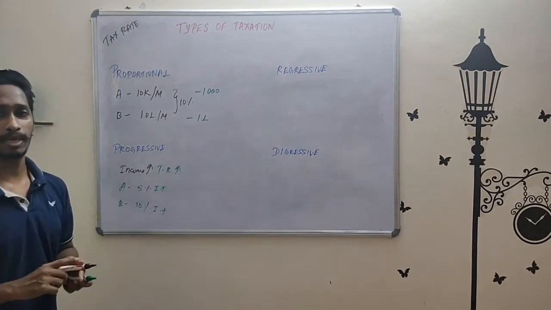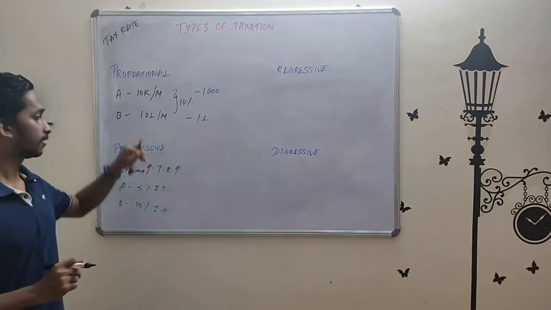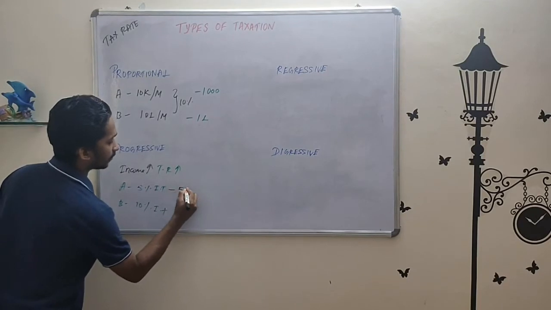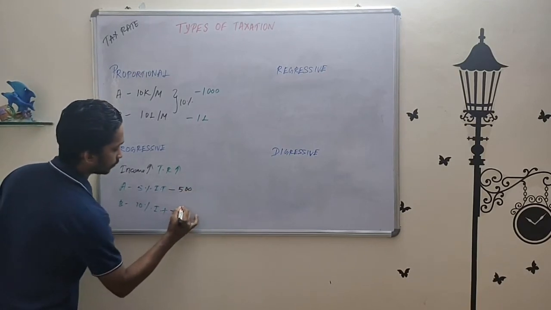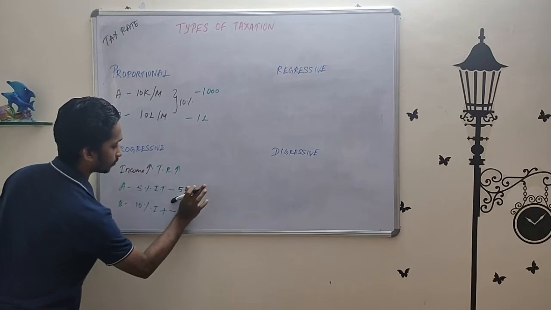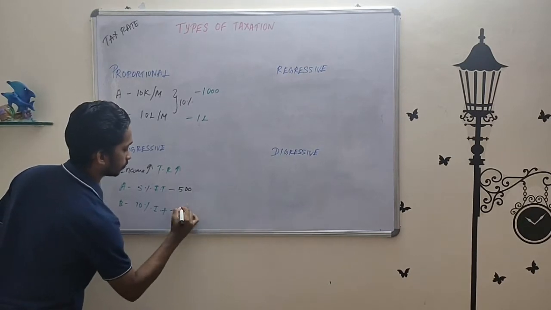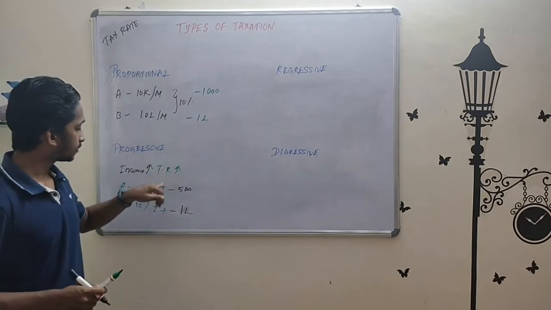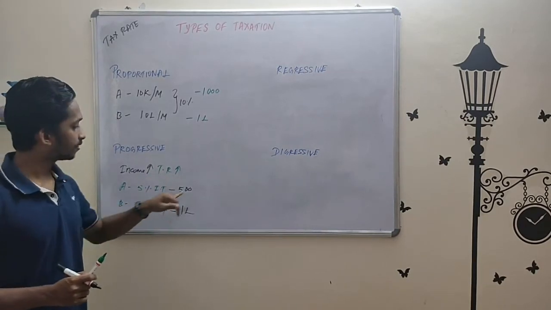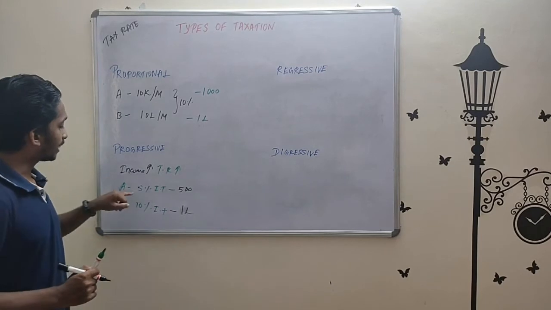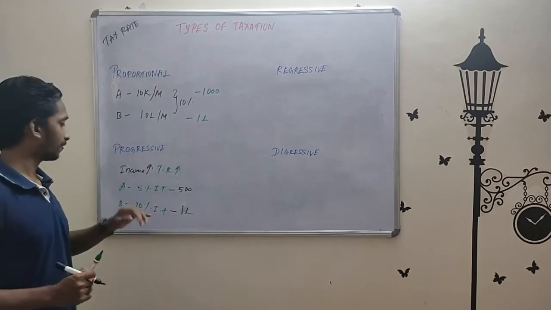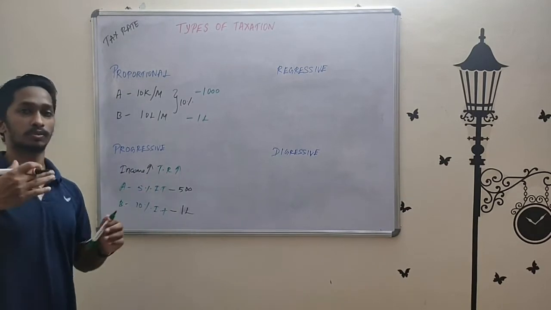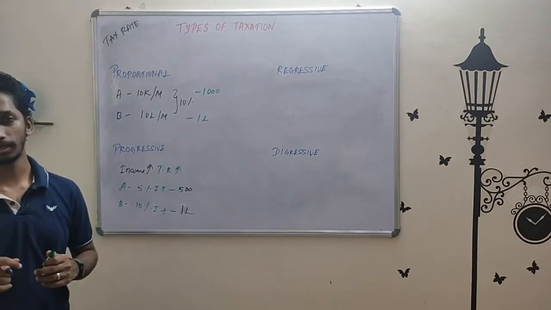So how much would they be paying as income tax as part of this progressive taxation? Let's see. A would be paying 500 rupees. B would be paying 1 lakh. Here the tax rate is different, the tax amount is different, and the tax rate is increasing as the income is increasing. Simple. Progressive. It progresses the higher you go in income.